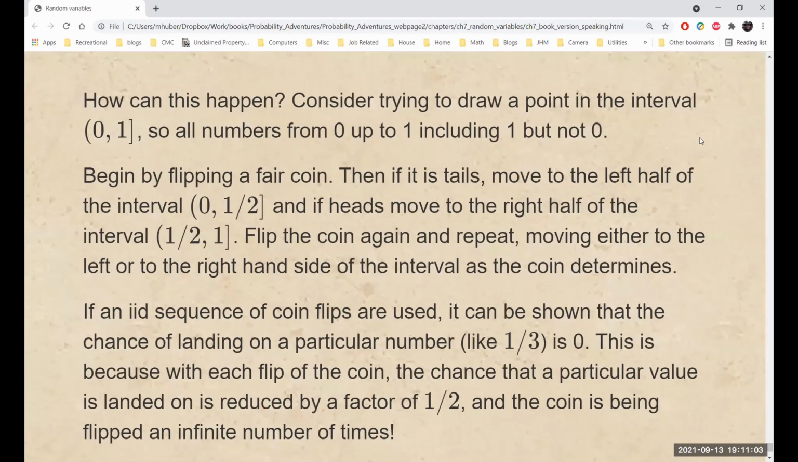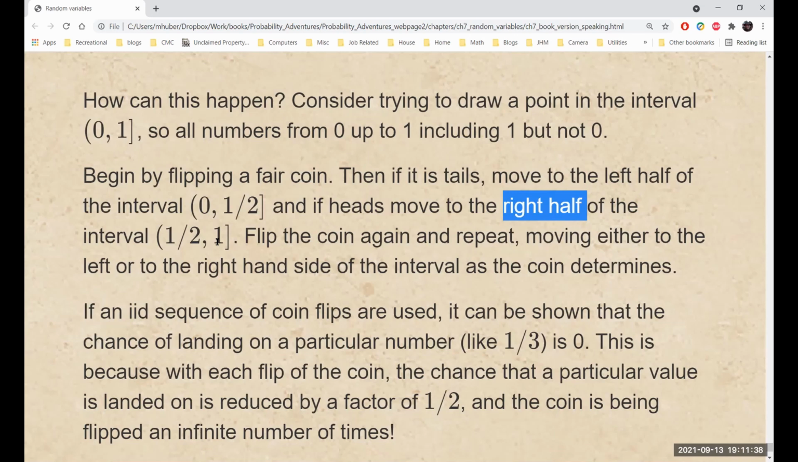Well, think about trying to draw a point in the interval 0 to 1. So all numbers from 0 up to 1, including 1, but not including 0. So I'm going to begin by flipping a fair coin. If it comes up tails, I'm going to move to the left half of the interval. And if it's heads, I'm going to move to the right half of the interval, from 1/2 to 1. I'm going to flip the coin again and repeat, moving either to the left or to the right-hand side of the interval as the coin determines.